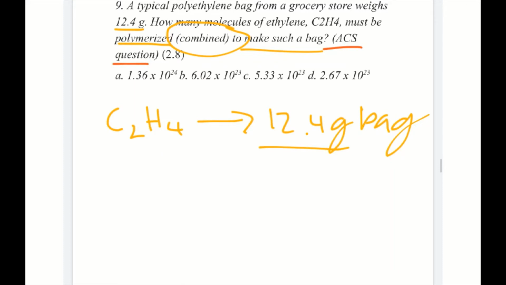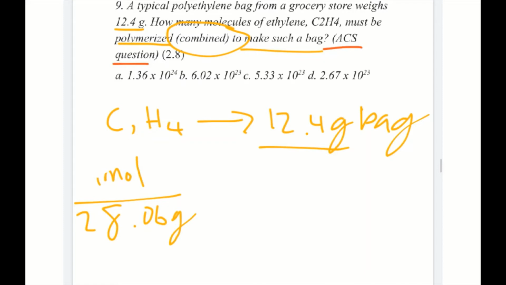So we know that 1 mole of C2H4 weighs, I don't know, we have to find the molar mass. So 12.01 times 2 plus 1.01 times 4. Notice how this is from the periodic table, and I'm just grabbing the molar masses from there. So I get a molar mass of 28.06 grams. So in 1 mole, there are 28.06 grams. But I want to know how many grams there are in 1 molecule.